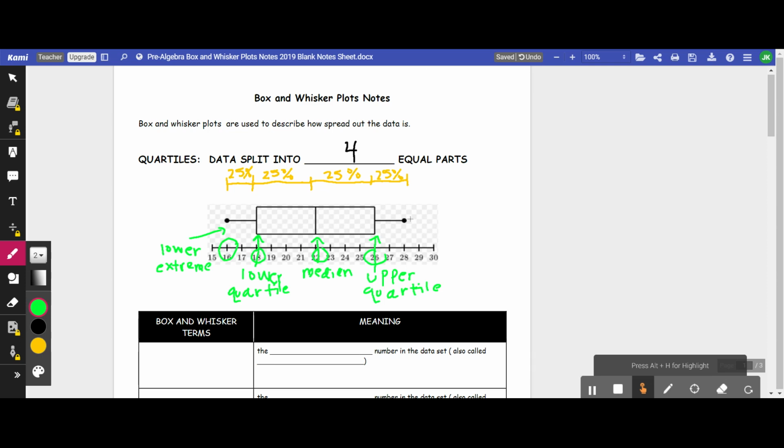And then the last important part in your box plot would be where this stops. That'll be at 28. So that's your upper extreme, which is the highest value that you would have in your data. You can look at your number line, and your upper extreme for this one will be at 28.